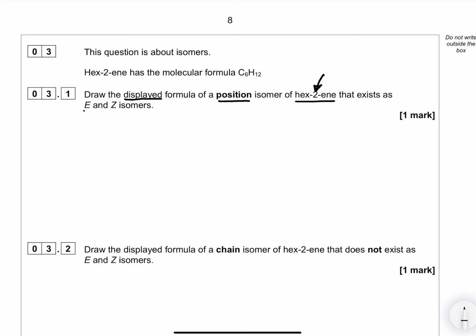That exists as E and Z, which means we can't draw hex-1-ene, because hex-1-ene doesn't have E or Z. So the next possibility would be hex-3-ene. So if we were to put the double bond on number 3, so we would have 1, 2, 3, 4, 5, 6, this structure, but we have to do displayed formula, so every atom and every bond.